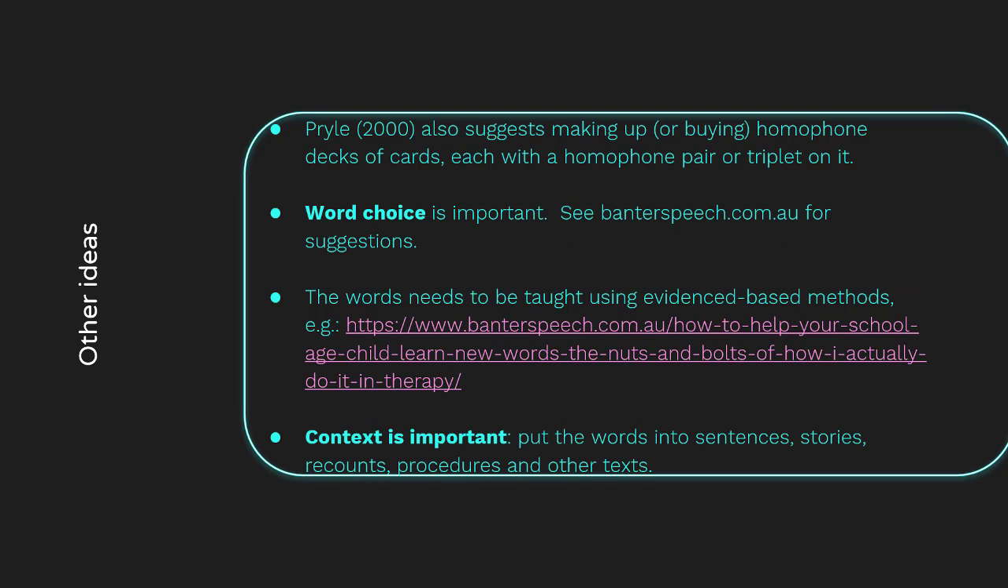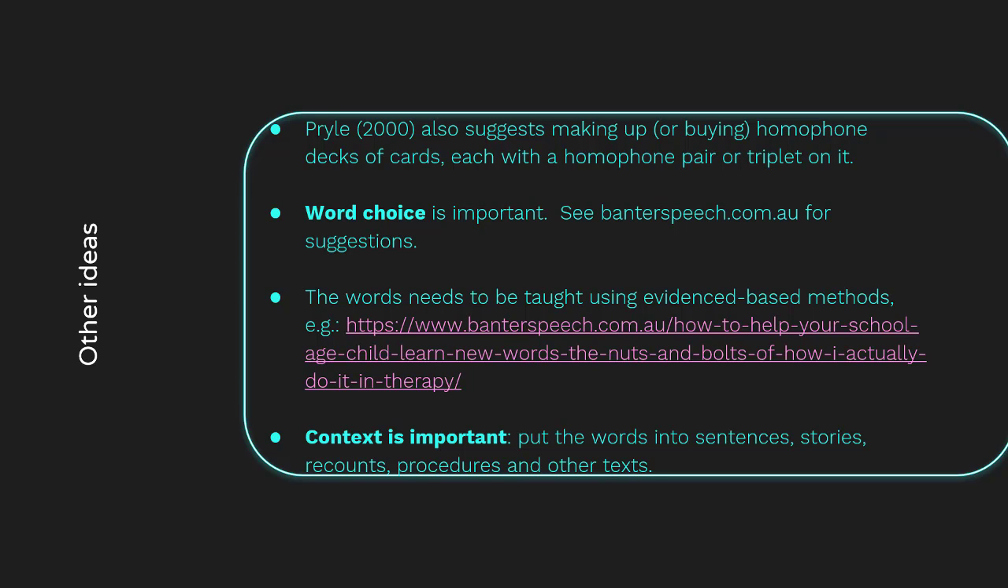Pryles suggests making up some homophone decks of cards and playing card games. I don't hate that idea. I think that it can work. But again, remember, we're looking to work on these words in context. And so I'd always want to see things at least at the sentence level, ideally at the discourse level if I could.